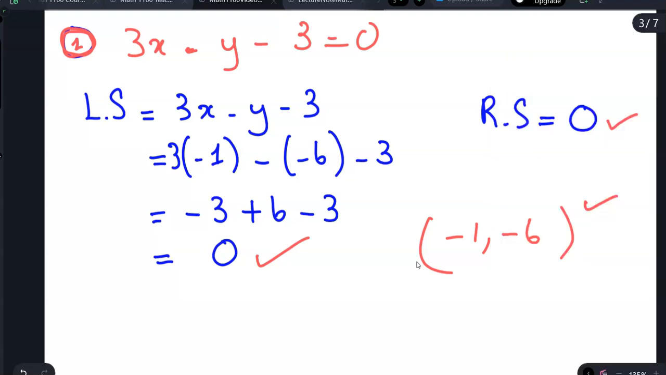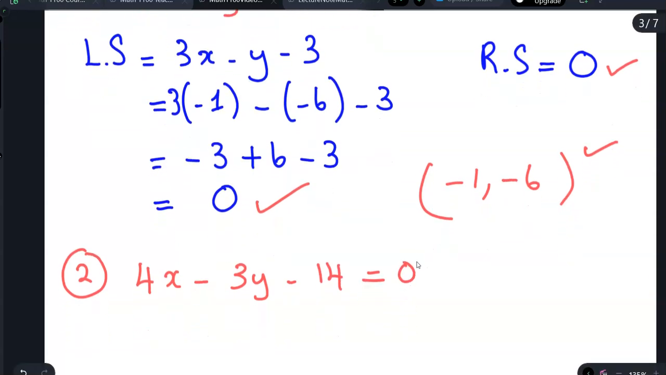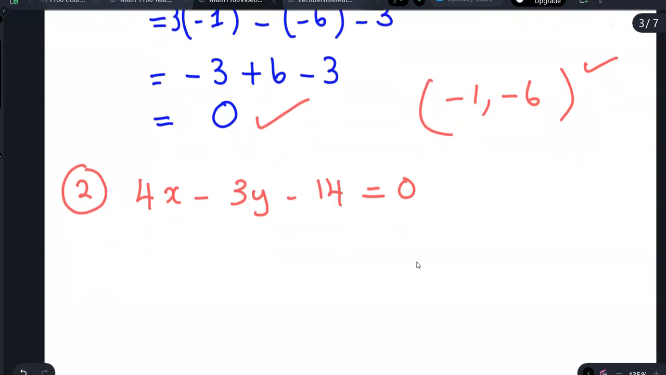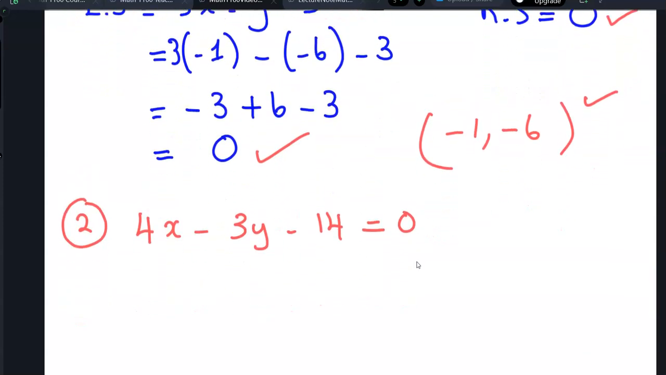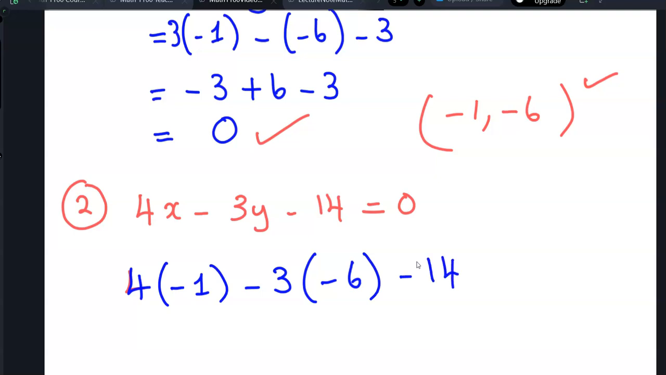But you cannot just substitute into just 1. You have to substitute into equation 2 as well. So equation 2 is 4x minus 3y minus 14 equal to 0. So let's see if we have both sides equal to each other. So right here I have 4. Instead of x I put minus 1. Instead of y I put minus 6. So this is my left hand side.